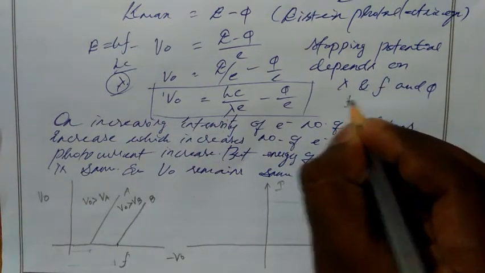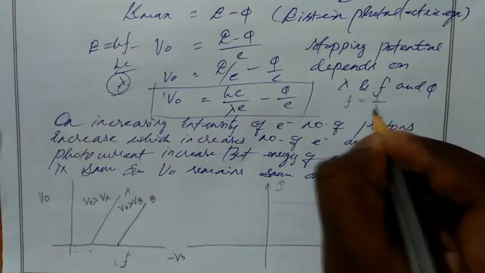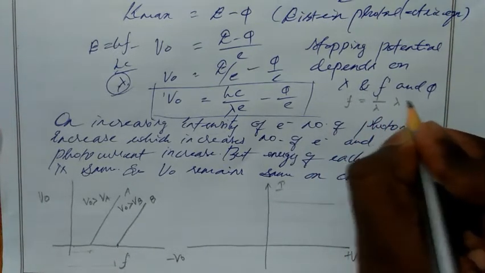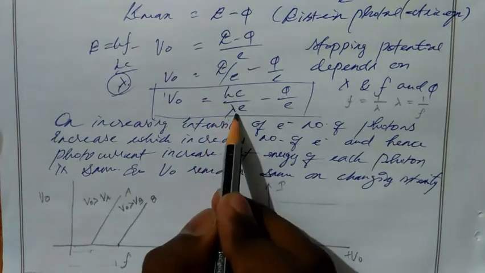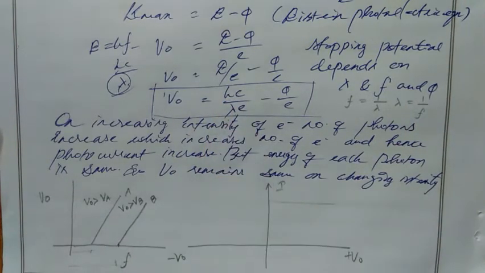Okay, we know frequency is inversely proportional to wavelength, or wavelength is inversely proportional to frequency, correct? Here we have 1 by lambda, which means we can write hc f. So V naught depends on frequency and wavelength. When frequency increases, then V naught also increases. So V naught is directly proportional to frequency.